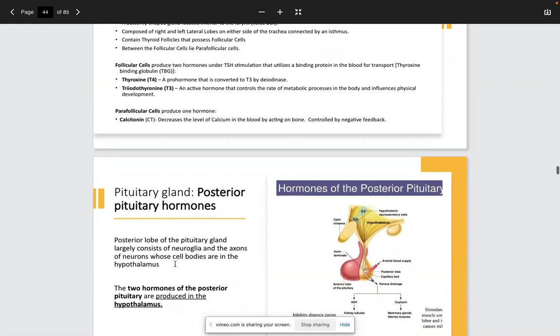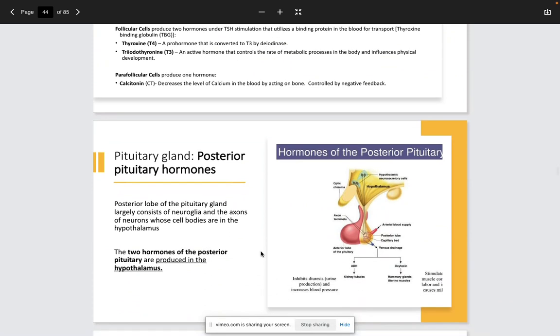Moving on to the posterior pituitary. Like we previously said, the posterior pituitary stores and releases two hormones, oxytocin and ADH. As you can see here, oxytocin causes the mammary glands to release milk, as well as causing uterine muscles to contract.